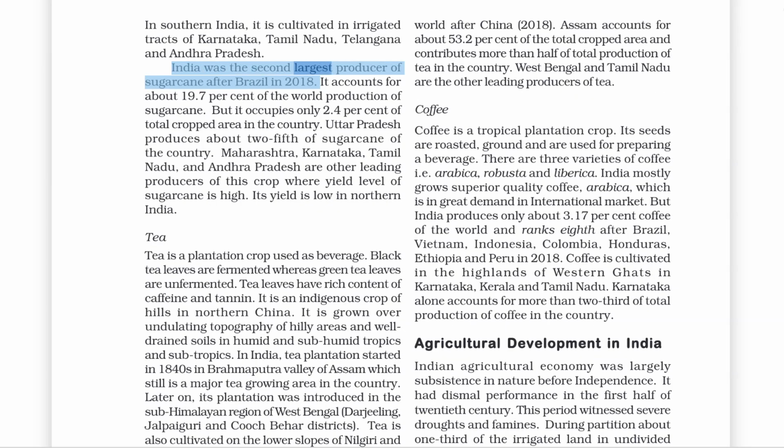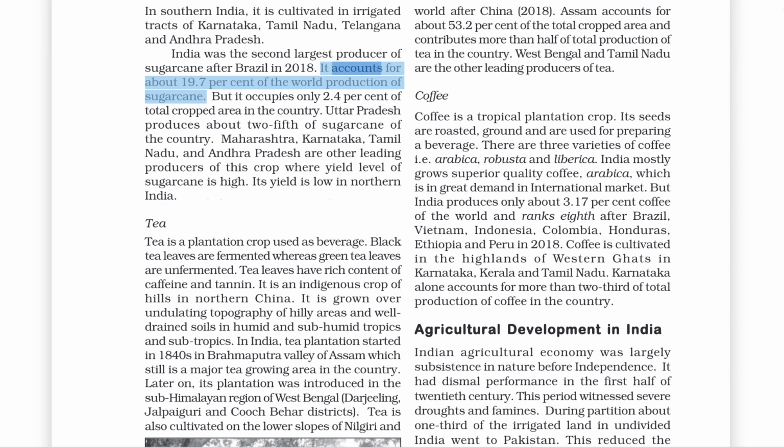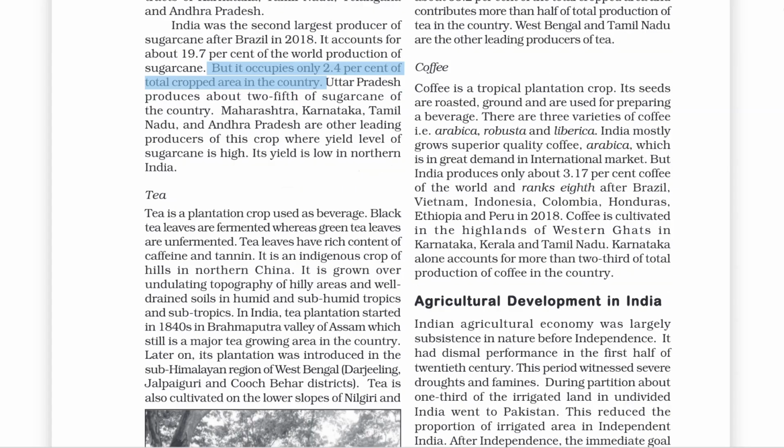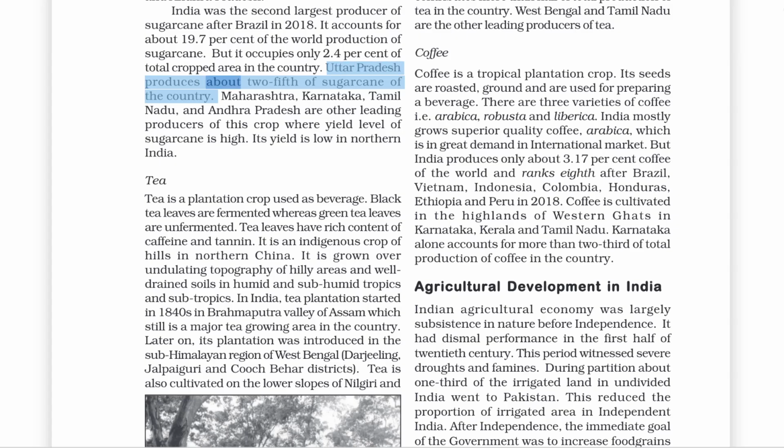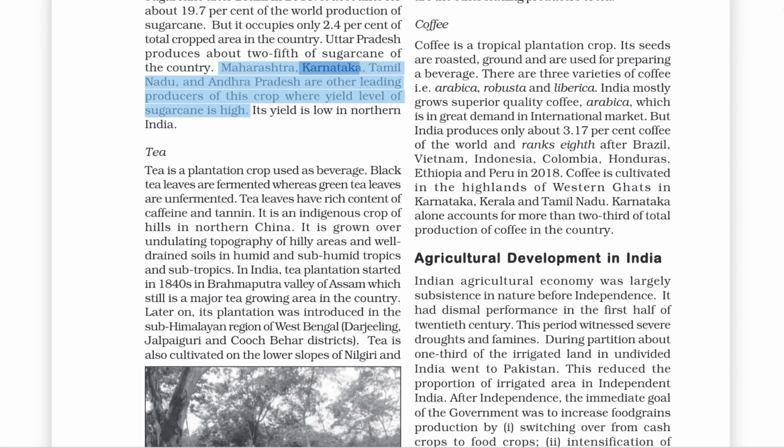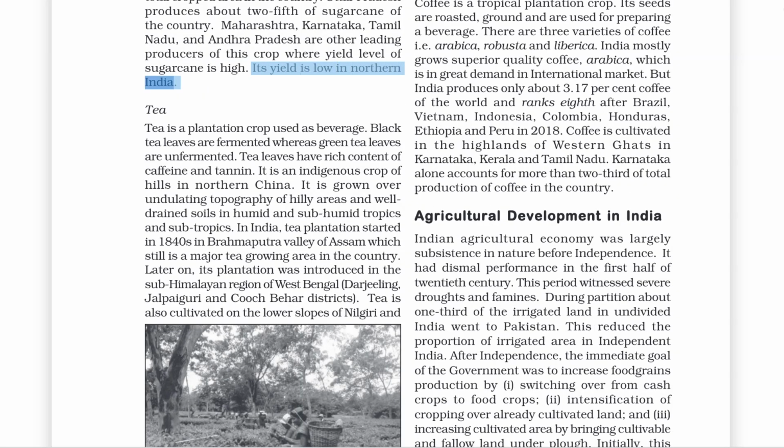India was the second largest producer of sugarcane after Brazil in 2018. It accounts for about 19.7% of the world production of sugarcane. But it occupies only 2.4% of total cropped area in the country. Uttar Pradesh produces about 2/5 of sugarcane of the country. Maharashtra, Karnataka, Tamil Nadu, and Andhra Pradesh are other leading producers of this crop, where yield level of sugarcane is high. Its yield is low in northern India.